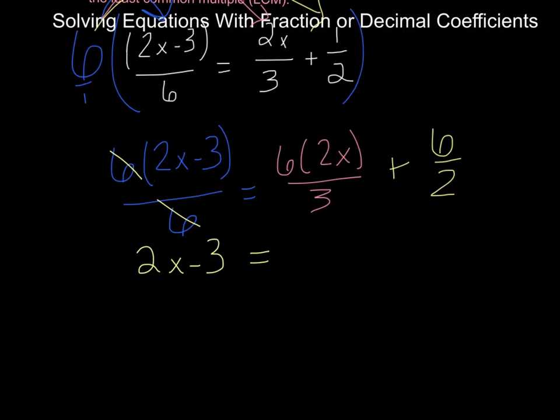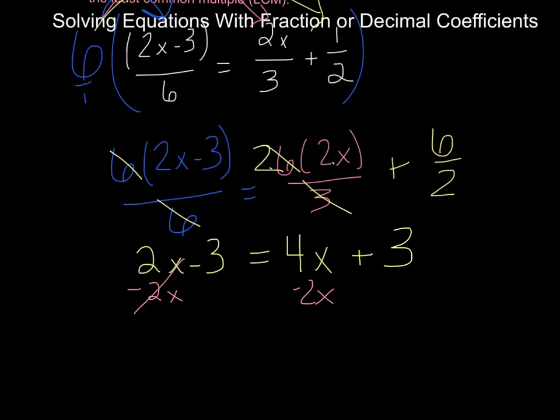Or sometimes people like to divide this out right away and do 6 divided by 3 to get 2, and then 2 times 2x is 4x. Either way you do it, you'll get the same result if you do it correctly. And then in our final term here, we have 6 divided by 2, which is equal to 3. And now we're left with an equation that has all whole numbers, and we solve as we've been doing all year.